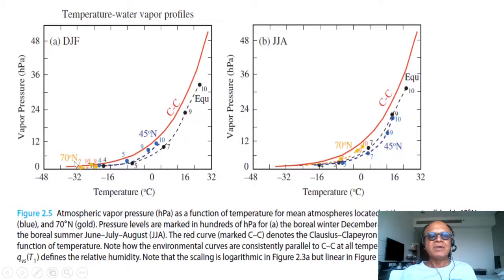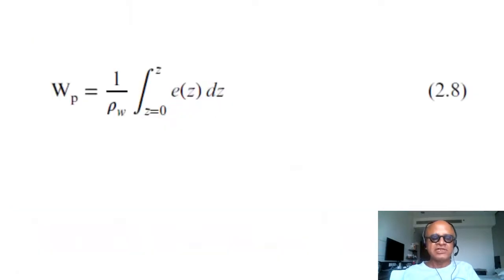What does it mean? Basically, even though the atmosphere is not saturated, you can see that the temperature vapor pressure curves are essentially parallel to Clausius-Clapeyron. So Clausius-Clapeyron is working in its full glory even when the atmosphere is not fully saturated. Okay, this becomes critical as we will see later on.